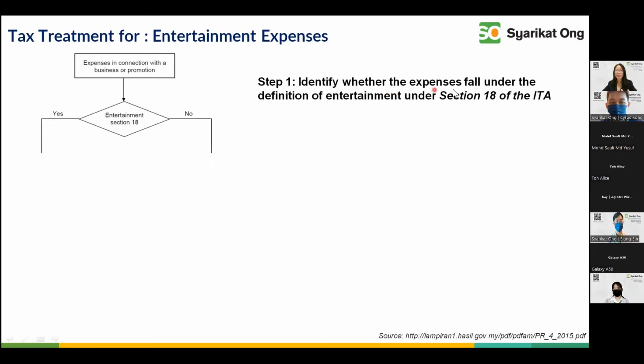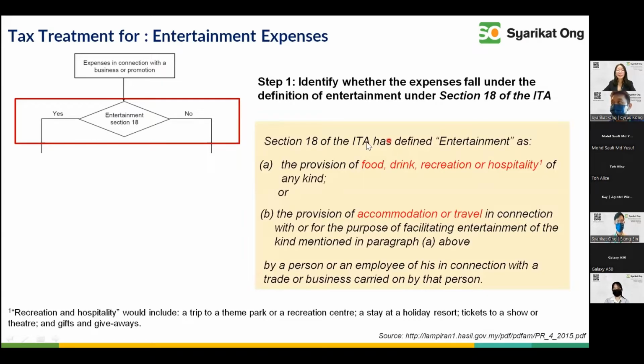Identify whether the expenses fall under the definition of entertainment to begin with. Now, what is the meaning of entertainment first? Entertainment under section 18 talks about food, drink, recreation or hospitality, or accommodation and travel by a person or an employee of his in connection with the trade or business carrying of that person.